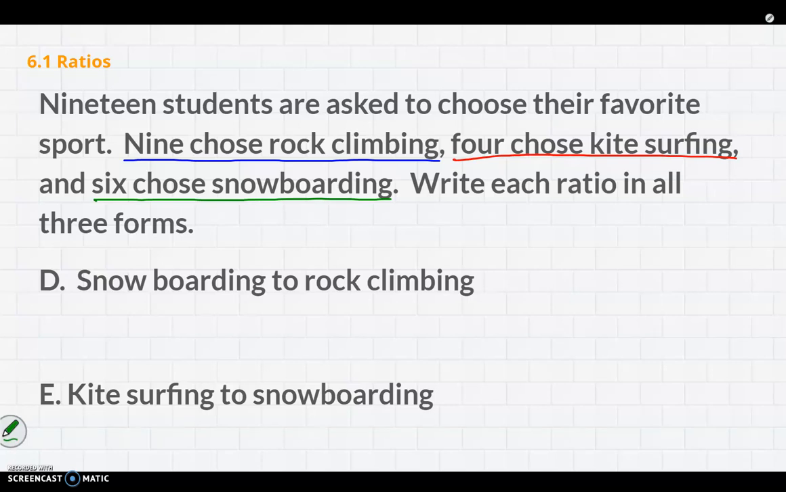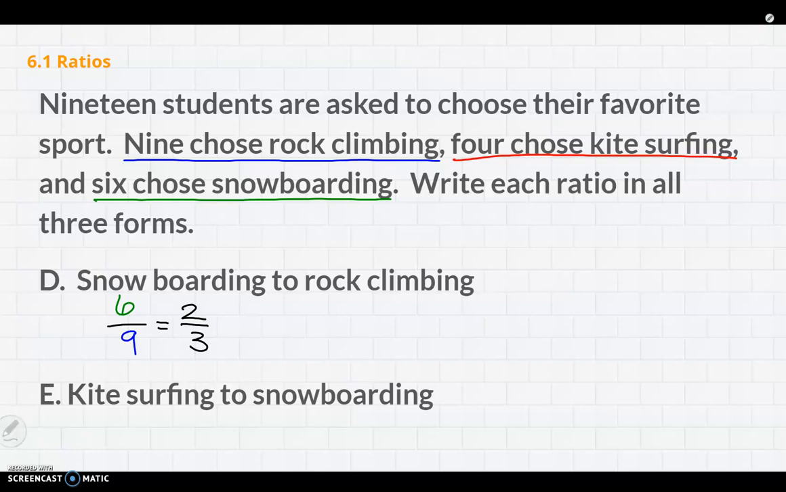Okay, so snowboarding to rock climbing. Snowboarding we had 6. Rock climbing we had 9. So 6 to 9. And again, that fraction can be simplified. So if we wanted to, we could write that as 2/3. So for every 2 students that like snowboarding, there are 3 that like rock climbing. Or for every 6 that like snowboarding, there are 9 that like rock climbing.